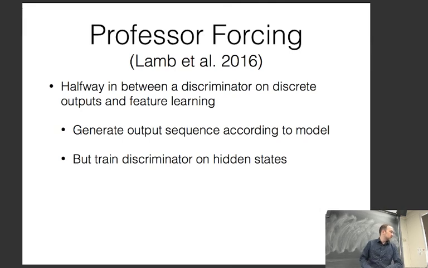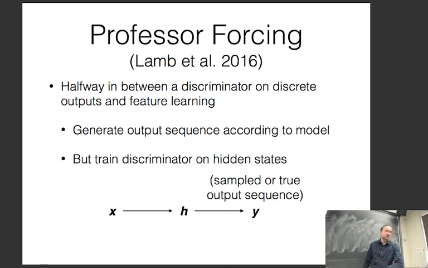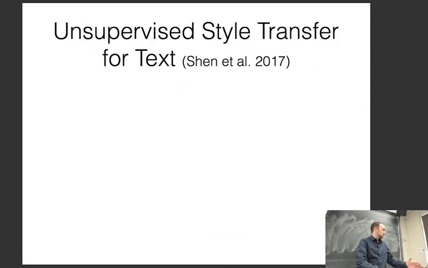What you do is you generate the output sequence according to the model, but you train the discriminator on the hidden states. So this is your generation process. You take X and you generate Y according to an RNN or whatever. But instead of applying the adversary to Y, you apply the adversary to H directly. And because H is a continuous vector, you can apply an adversary directly to it without worrying about your sampling decisions, etc. So the idea is quite simple.